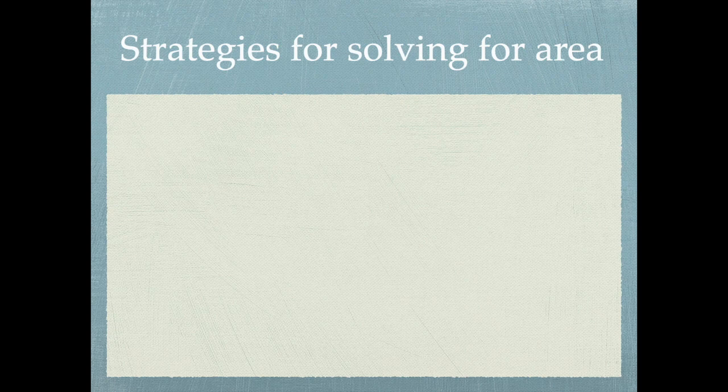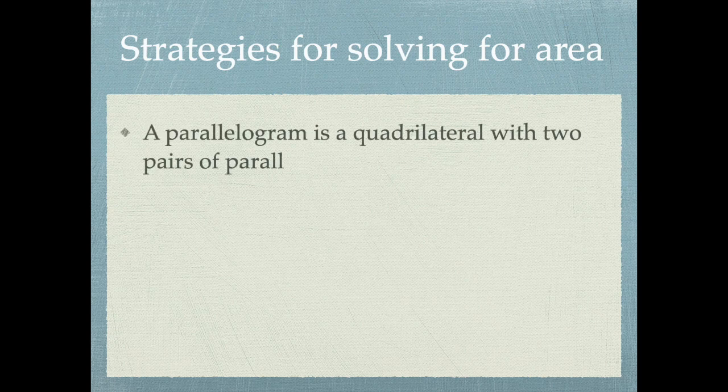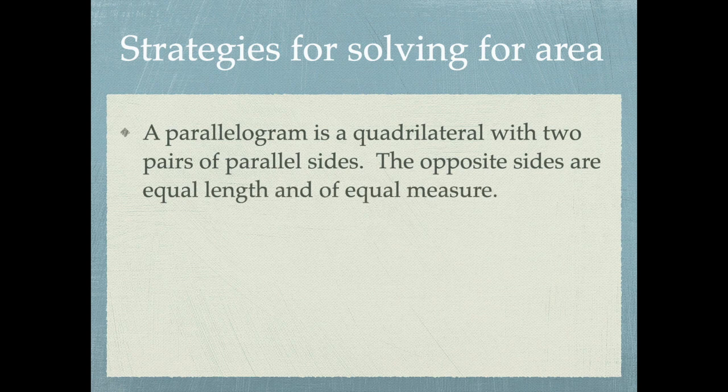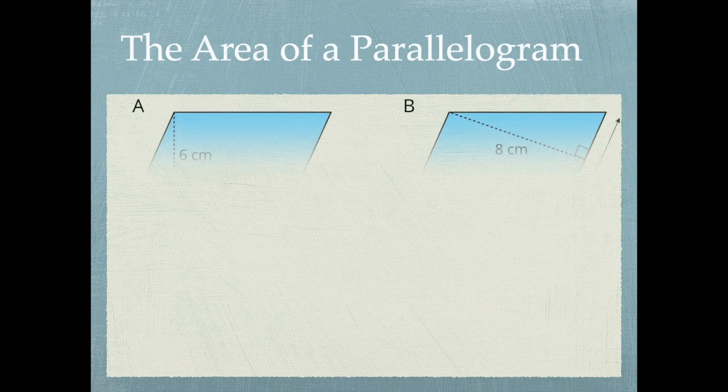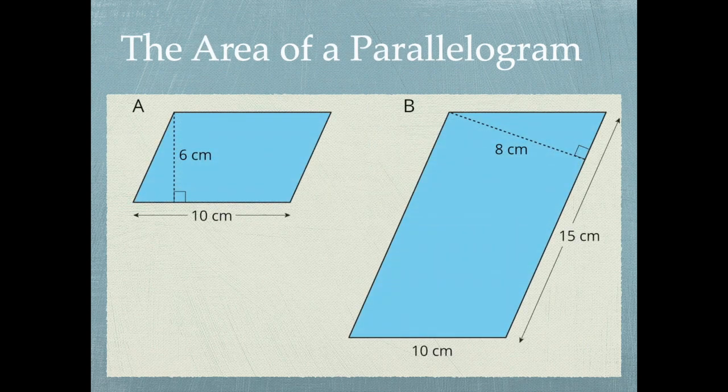Let me tell you the strategies that I used for solving for area. First, I have to recognize that it's a parallelogram. A parallelogram is a quadrilateral with 2 pairs of parallel sides. The opposite sides are equal length and of equal measure. So when I look back at A and B again, on A, the bottom is 10 centimeters, but the top is also 10 centimeters. I don't know the length of the other 2 sides, but I don't need to know them in order to do the area of a parallelogram.